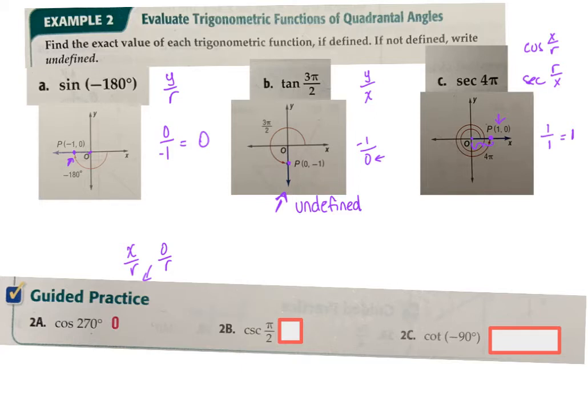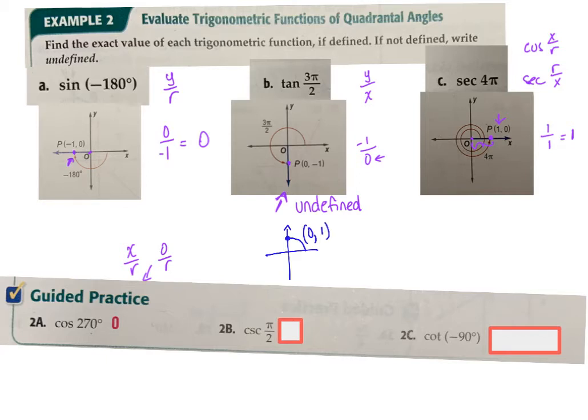All right? What about this next guy? Pi over 2. Pi over 2 is right here. What is my x value right there? X value on the y-axis, 0. My y value, +1, if my radius is 1.